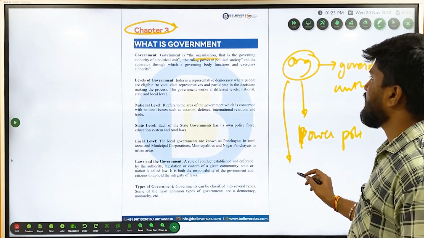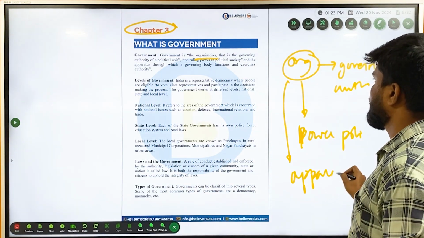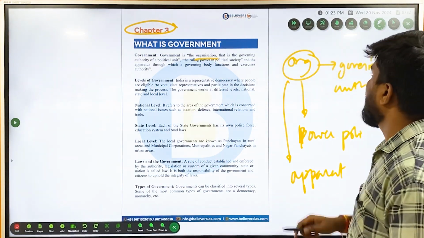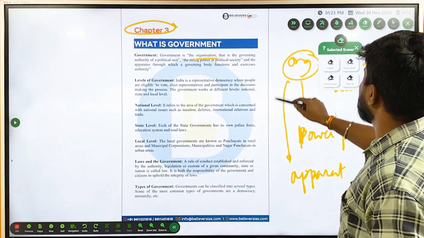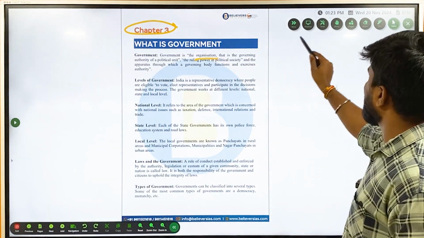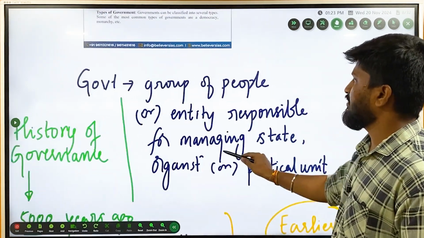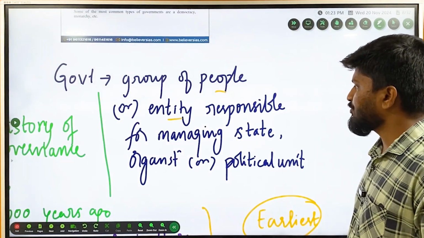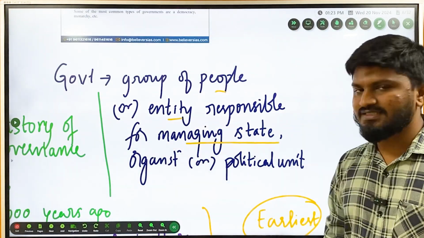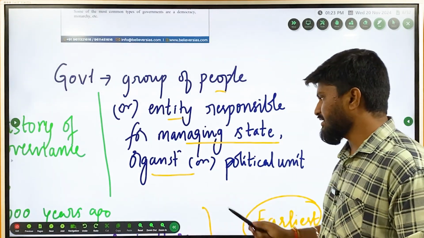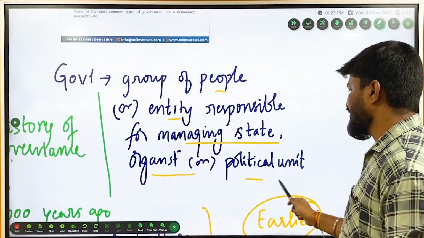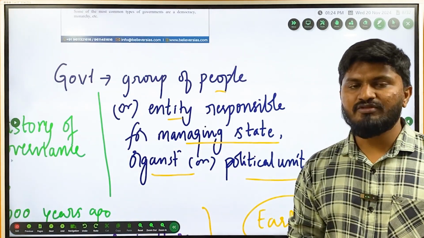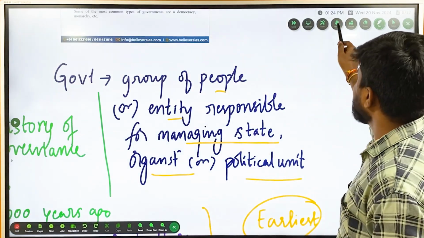And it is also an apparatus through which the governing body does its functions. This is the NCERT meaning, and other sources say that government is a group of people or entity which is responsible for managing or governing a state, an organization, or a political unit. This political unit, organization, or state can differ from one part of the world to another.